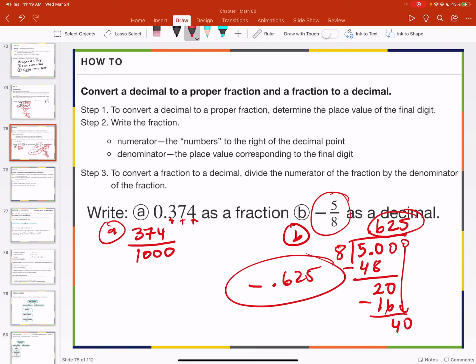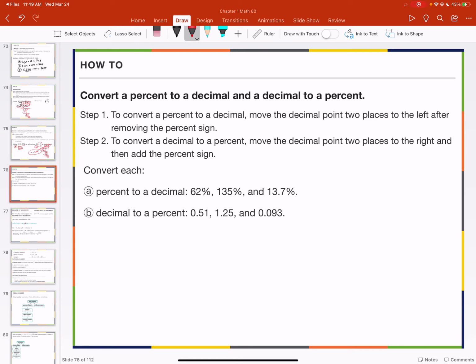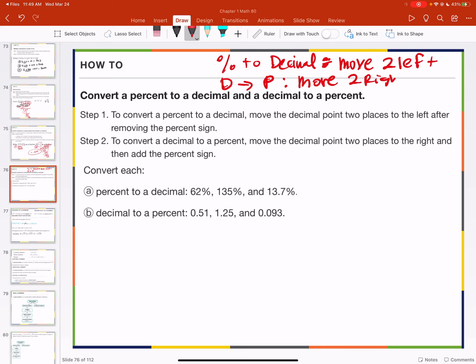Okay. All right. Convert a percent to a decimal and vice versa. To go from percent to decimal, we have to move 2 places to the left. Move to the left. And to go from decimal to percent, we move 2 places to the right and then add the percent sign. Okay, so let's go ahead and do a couple of examples of this.